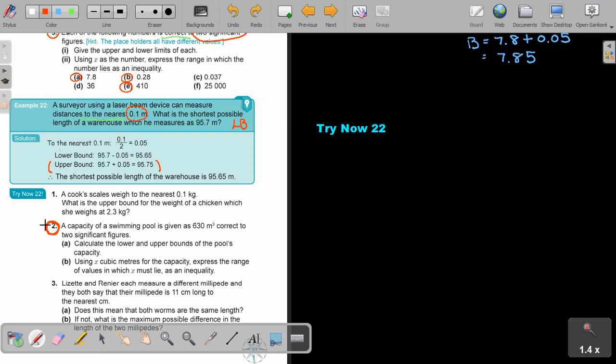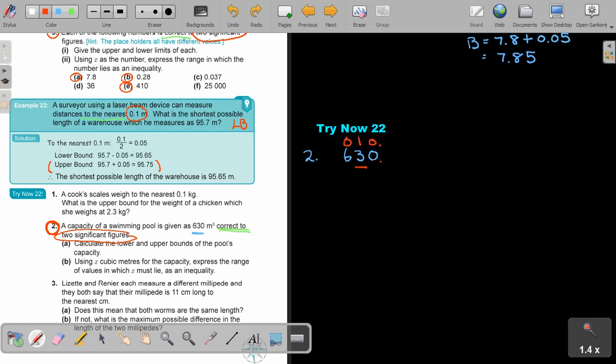Okay, let's start. A capacity of a swimming pool is given as 630 correct to 2 significant figures. Okay, remember always, correct to, let's just get that pen. And it's 2 significant figures. Okay, so basically calculate that lower, so it's 630. So I'm going to, this is number 2. It's 630. This is my first significant. This is my second. Now, what do I always say? Underline, put a 1, fill the rest with zeros.